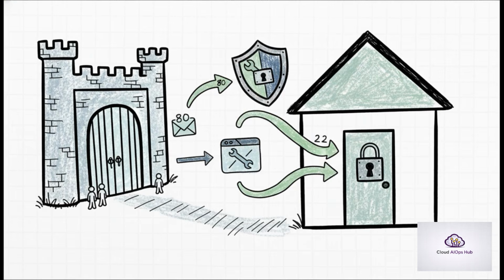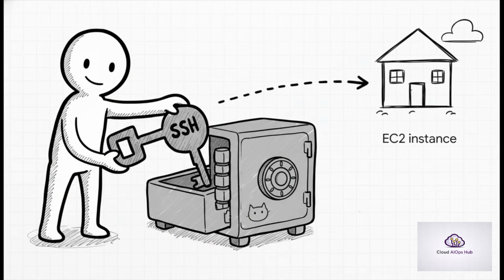Now, just because you get past the main gate doesn't mean you can just waltz into any house, right? Of course not. There's a lock on the front door. That is our security group. It's basically a virtual firewall for our EC2 instance, and it's super strict. It says exactly which doors or ports are unlocked. For our setup, we're only unlocking two: the web traffic door, port 80, and a special door for our assistant, port 22.